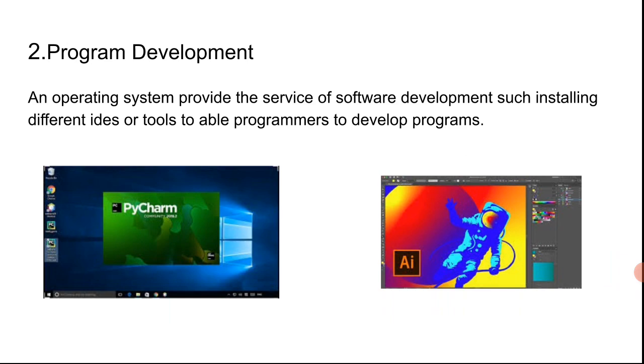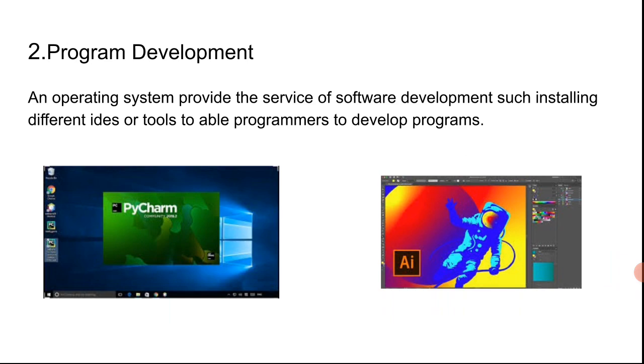We have number two, program development. The operating system delivers us the development environment, with the help of which we can develop software and programs, and perform different types of tasks. We can install different tools, such as, on the screen, PyCharm and Adobe Illustrator, where we can program and code our software, and in Adobe Illustrator we do graphic designing. So it provides us the environment with the help of which we can install different tools, and these tools help us develop different kinds of programs or software.